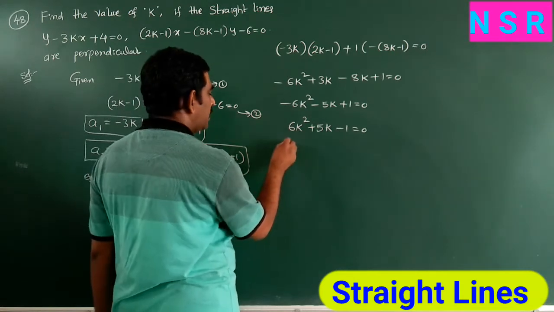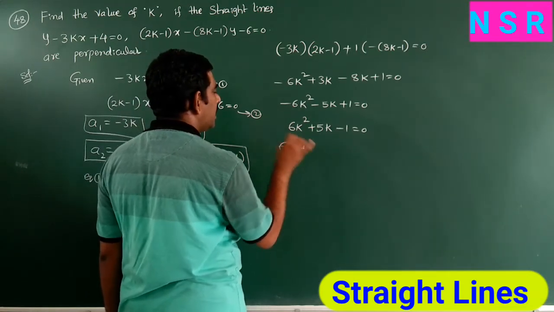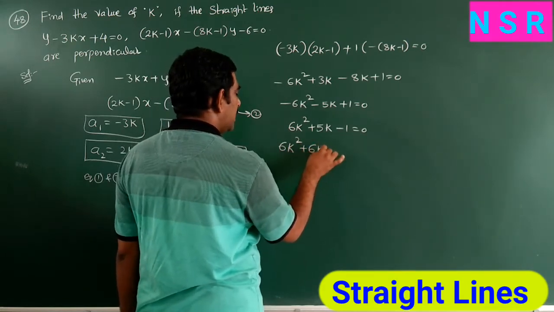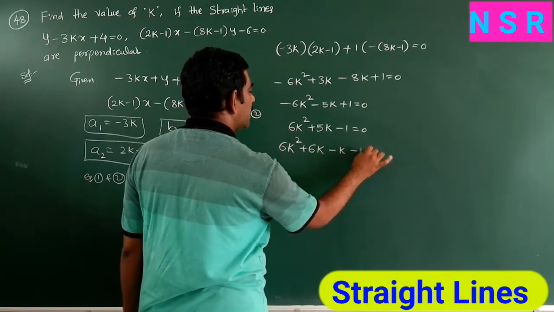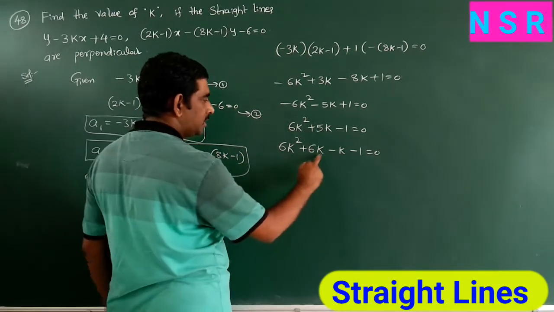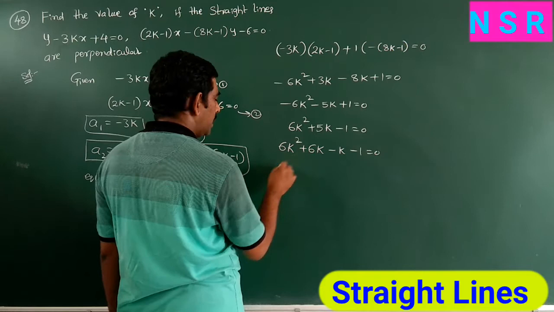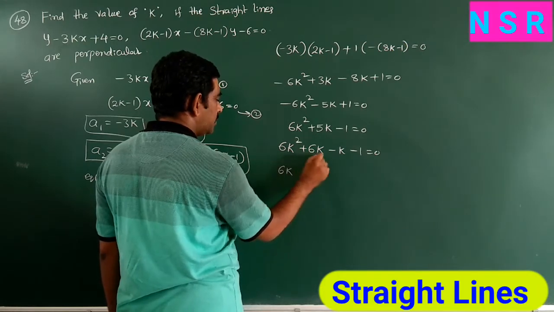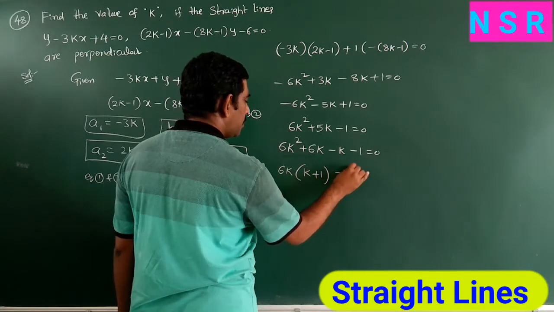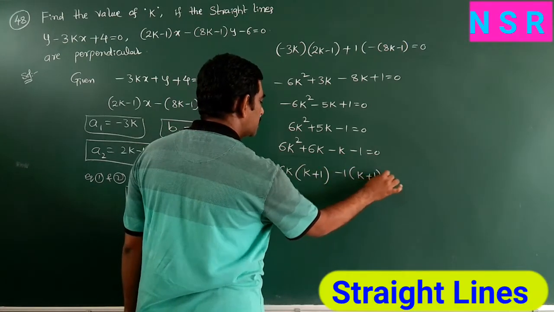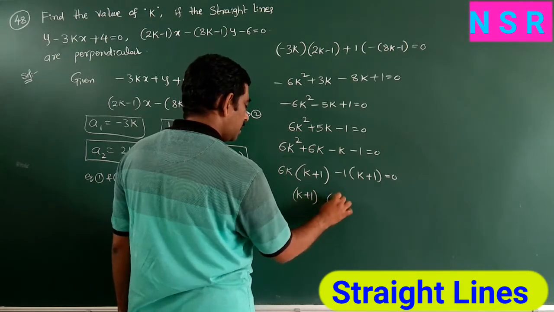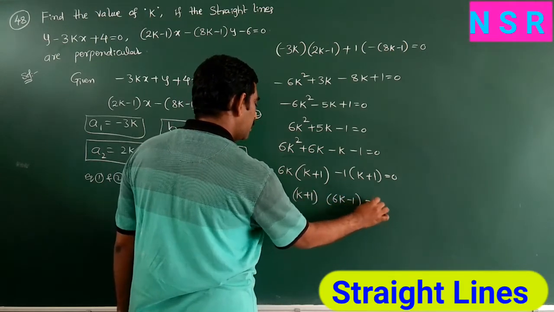So simplify this: 6k square plus 5k minus 1. We can write 5k as 6k minus k, since 6k minus k is 5k. Take 6k common in these two terms, we get k plus 1, and in the other two terms take minus 1 common, we get k plus 1 equal to 0. So take k plus 1 common: k plus 1 and 6k minus 1 equal to 0.